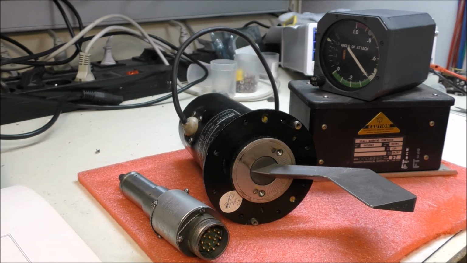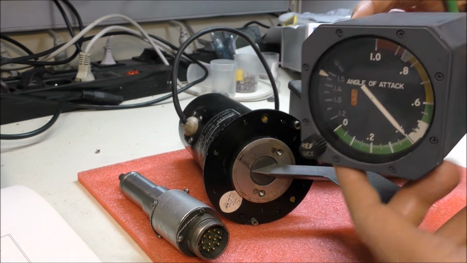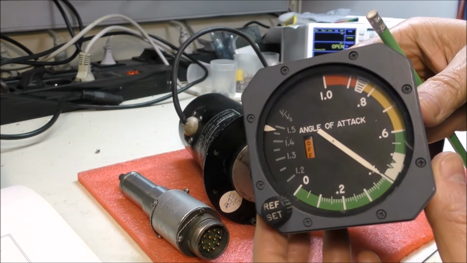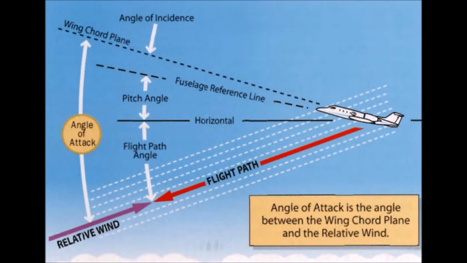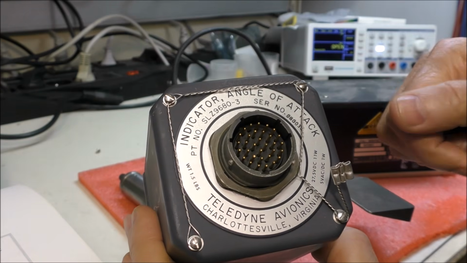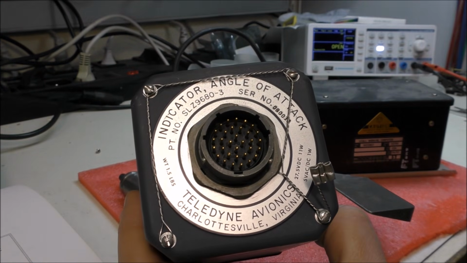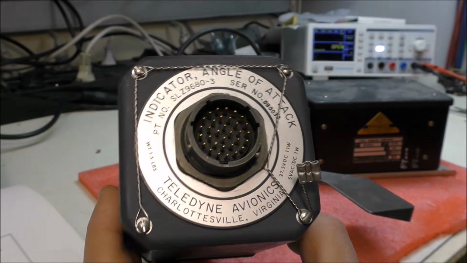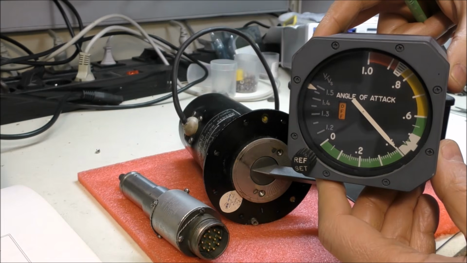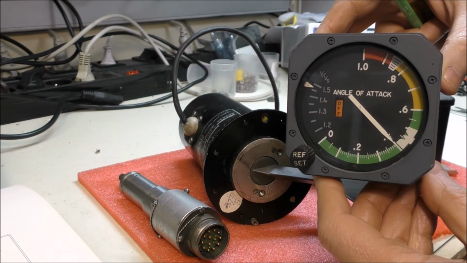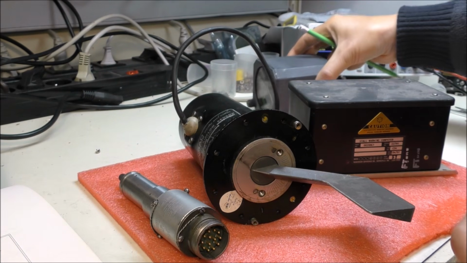Hi, welcome back. Today I'm going to start a series of videos concerning angle of attack and stall warning computer. I will start today with this angle of attack indicator. This one was manufactured by Teledyne Avionics in Charlottesville, Virginia. Such an indicator is normally connected to a stall warning computer.